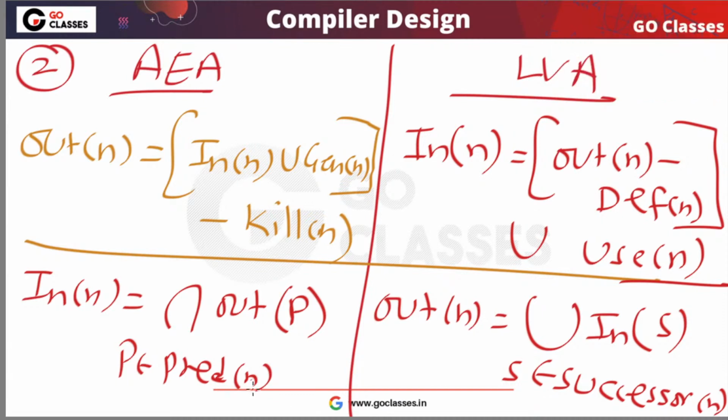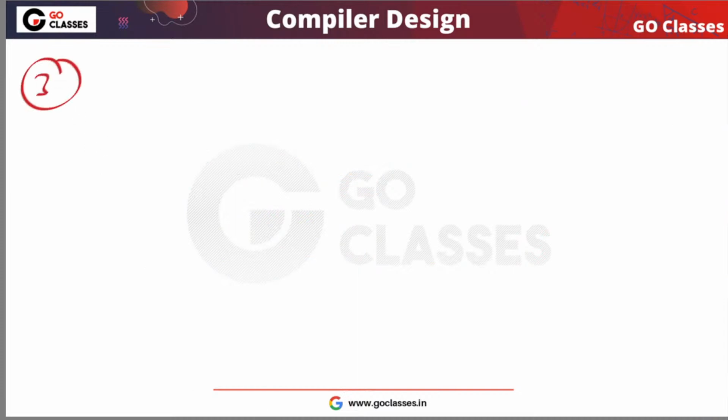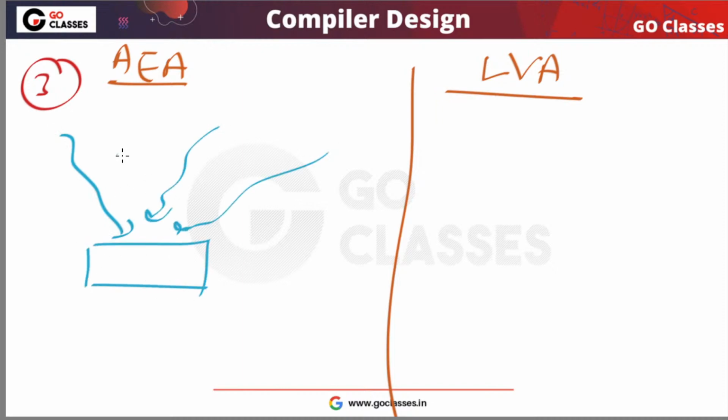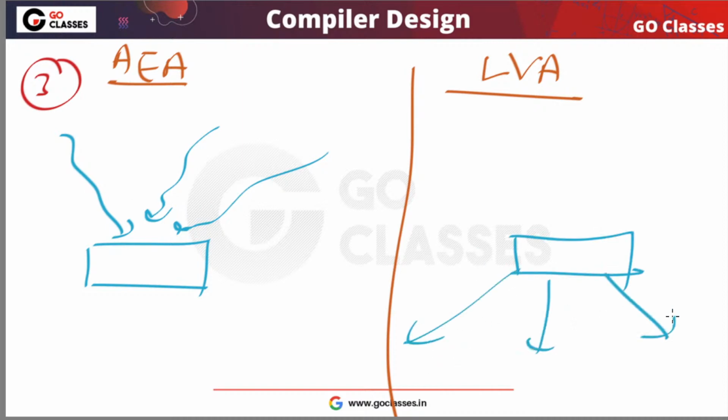So these are the differences. And what is the third difference? The third difference is this: in available expression analysis versus live variable analysis, if you are coming from here, then what do you do here? Tell me. You do intersection. Yes or no? And here, if you have this, then you do union.